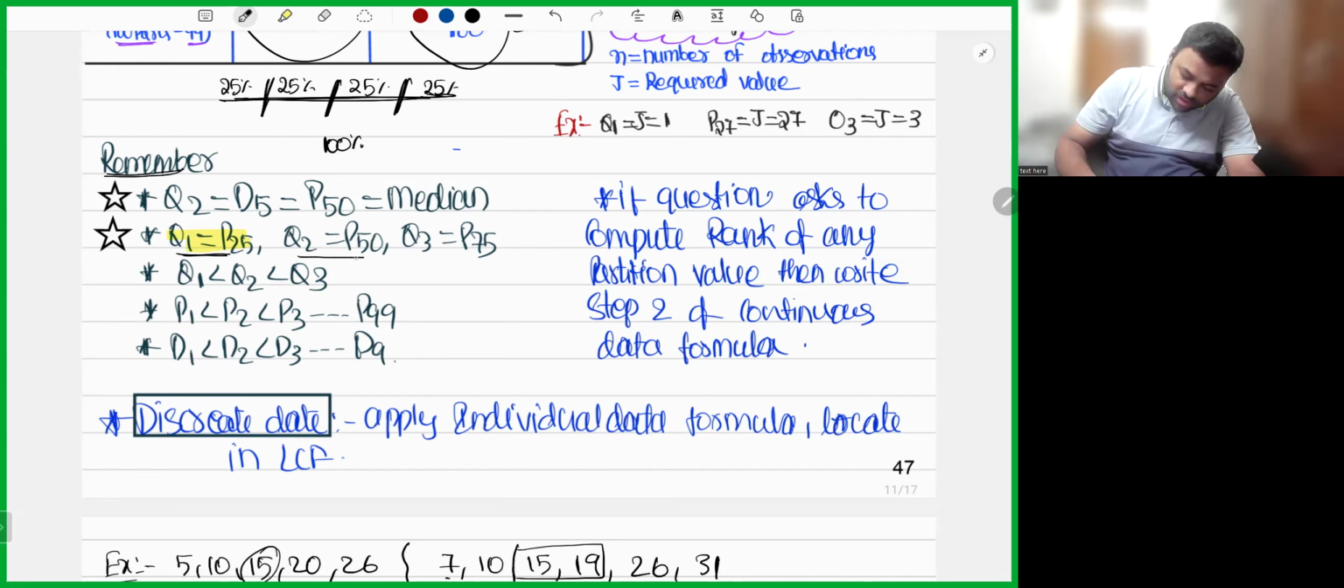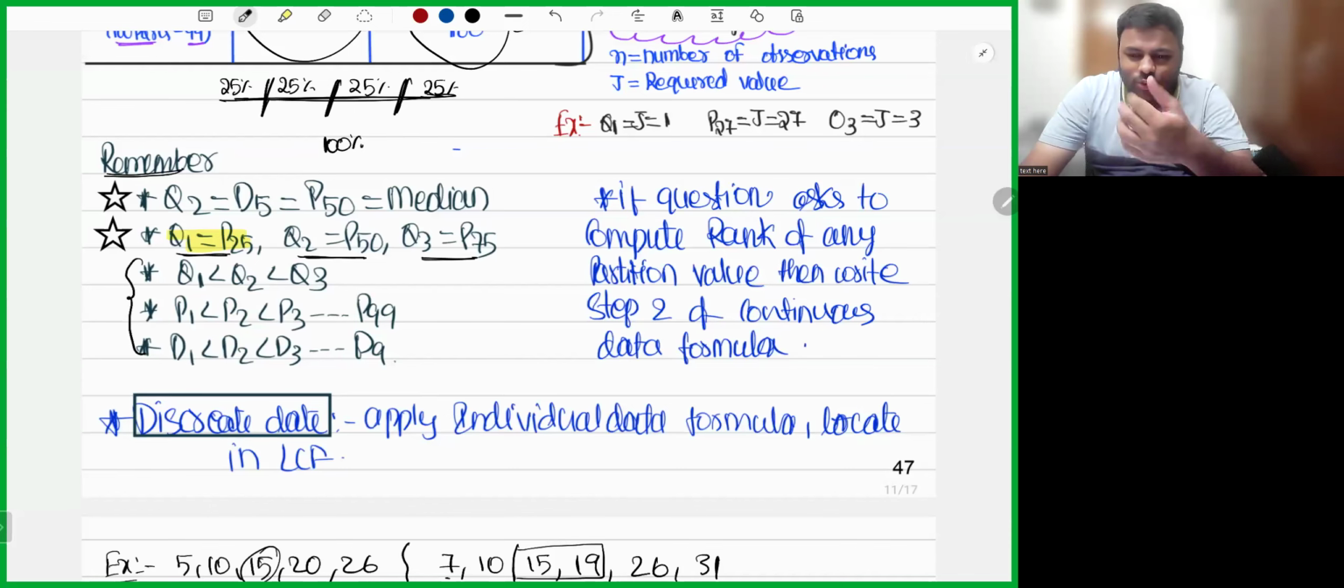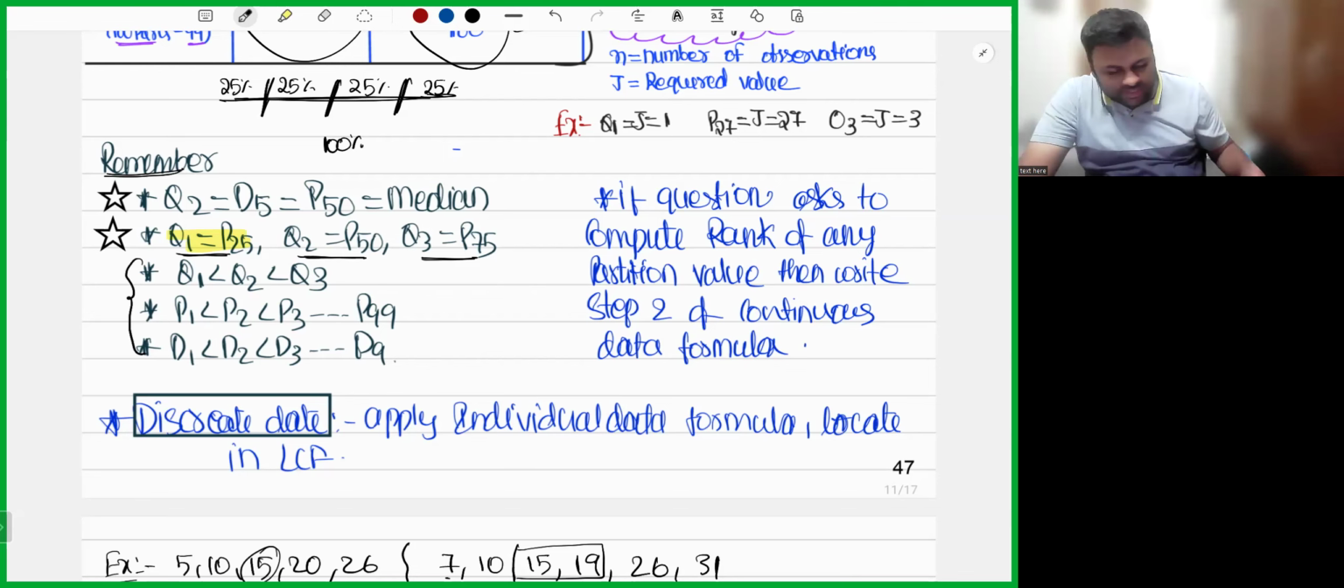Quartile 2 and P50 will remain the same. Quartile 3 and P75 will remain the same. Next, among quartile 1, quartile 2, quartile 3, which is greater, my dear friends? Quartile 3 will be greater because you are arranging the data in ascending order. In the same way, among P1, P2, P3, and so on till P99, P99 will be greater. In case of deciles, D1, D2, D3, D9 is greater. So I hope these remembering points are clear.